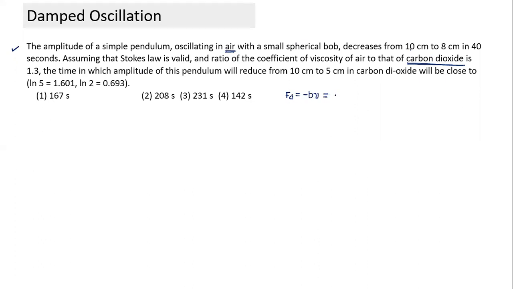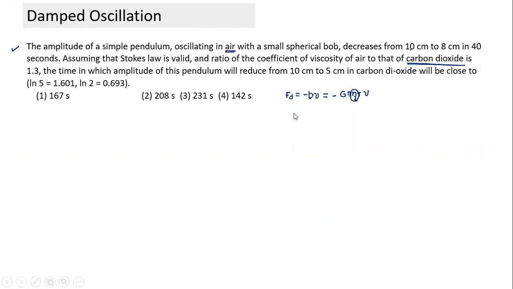Viscous force is my damping force, which is 6 pi eta r v. Nothing else is changing. Only thing which is changing is the coefficient of viscosity. So if I have some value of damping constant for air, if viscosity decreases, b will decrease. If viscosity increases, b will also increase in the same proportion. That's the only thing. Rest all is formula.